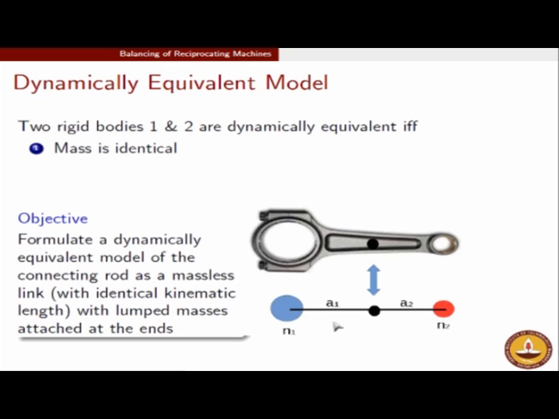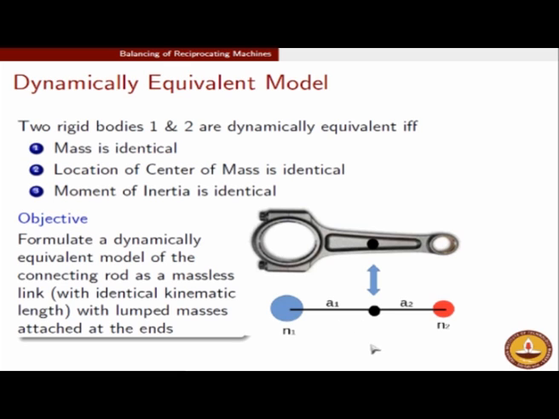But at this stage, please bear with me in understanding that this is the objective we have in mind, that the actual connecting rod needs to be replaced by a massless rod, with lumped masses at both ends of this massless rod. So, this is a simplified representation comprising a massless rod with two lumped masses at its ends. We want this to be dynamically equivalent to the actual connecting rod.